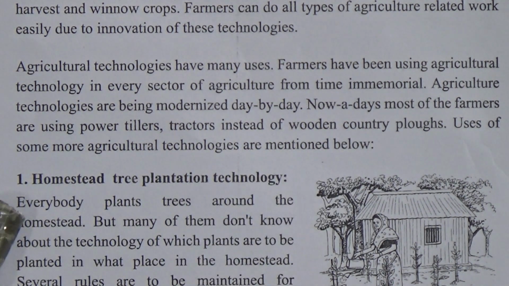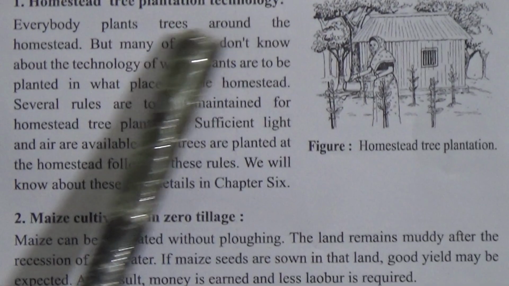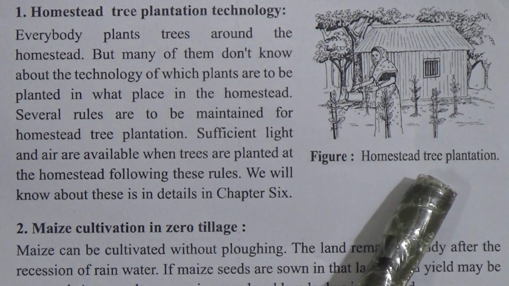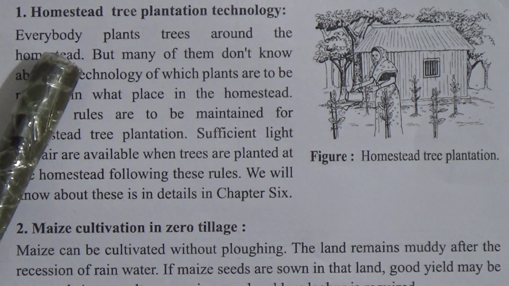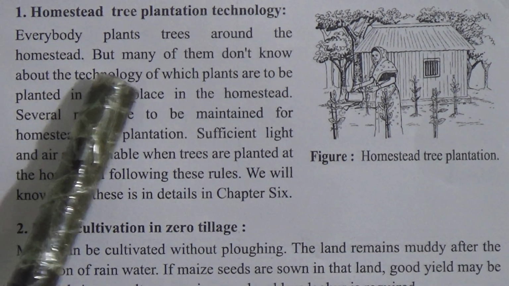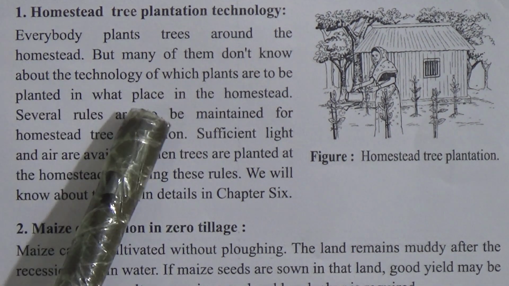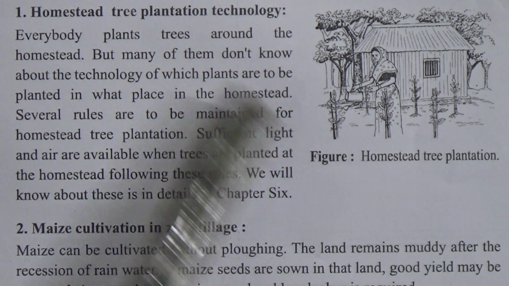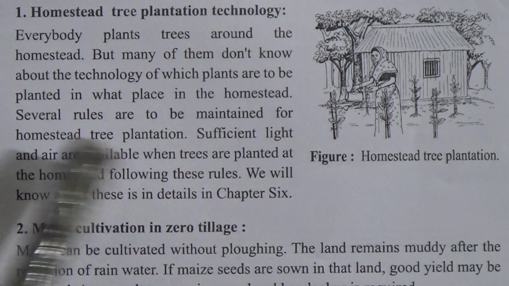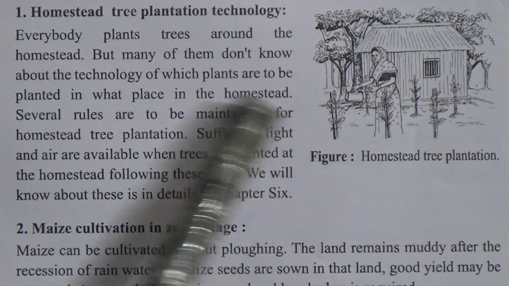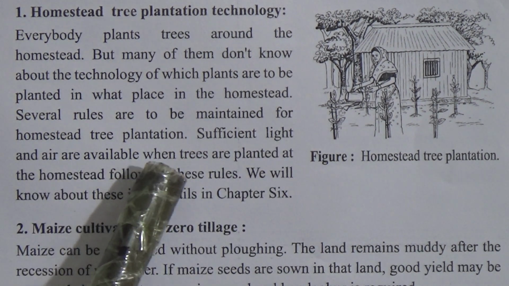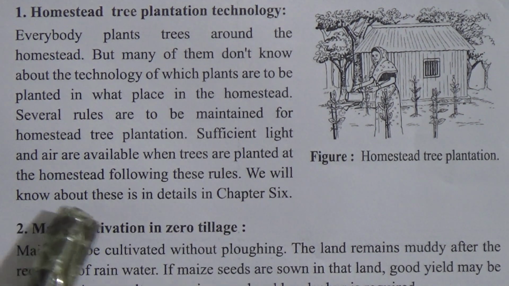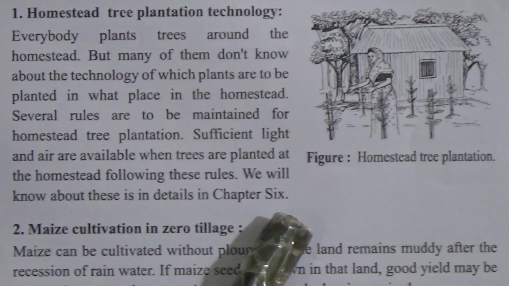Number 1, homestead tree plantation technology. So, look at the picture. Here we see homestead tree planting. Everybody plants trees around the homestead, but many of them don't know about the technology of which plants are to be planted in what place in the homestead. Several rules are to be maintained for homestead tree plantation. Sufficient light and air are available when trees are planted at the homestead following these rules. We will know about this in detail in chapter 6.